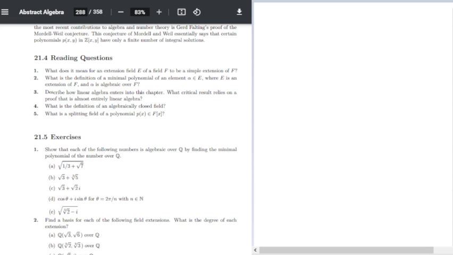What is the definition of an algebraically closed field? So an algebraically closed field is a field such that if you take any polynomial in it, the polynomial factors into linear factors with elements in the field. What is the splitting field of the polynomial p of x? The splitting field is, in a sense, the smallest field such that p of x factors into linear factors.